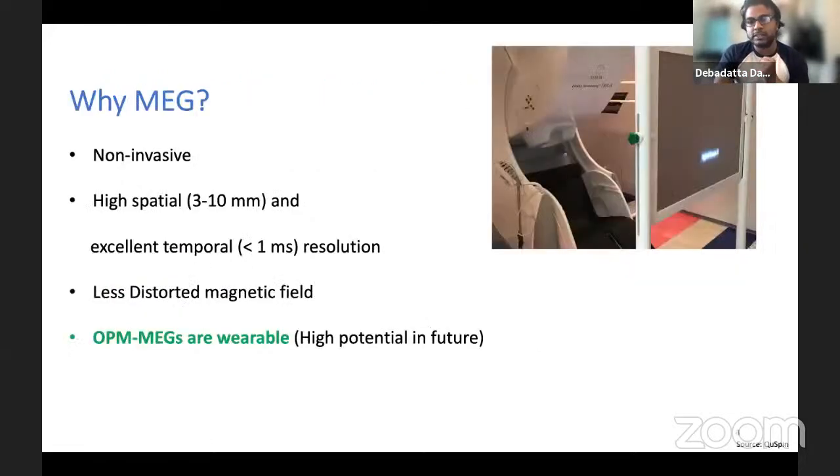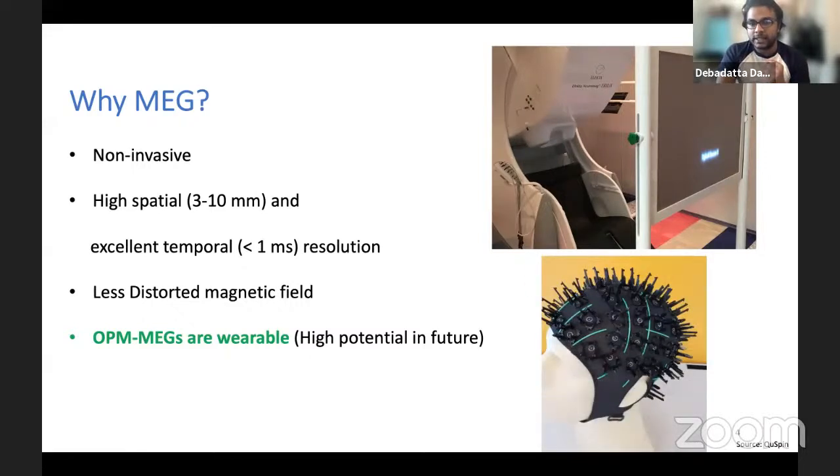All right, some more things about MEG: it's non-invasive. You can see the machine here. It has very good spatial and temporal resolution. The magnetic field is less distorted, I have spoken about this before. However, the most important thing is that recently, this machine that you see here is being converted to a portable MEG with similar signal quality. This is called optically pumped magnetometers based MEG. And this is a very hot topic right now in the neuroimaging and MEG community.